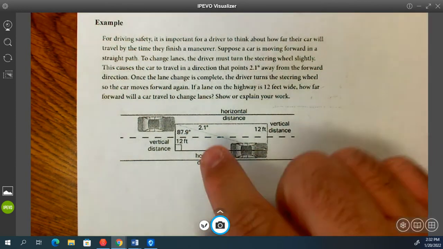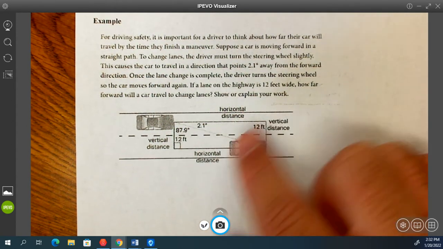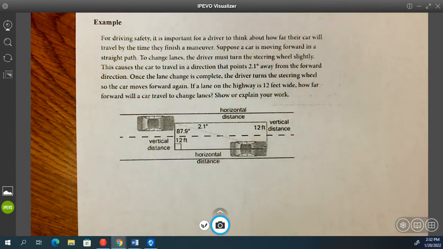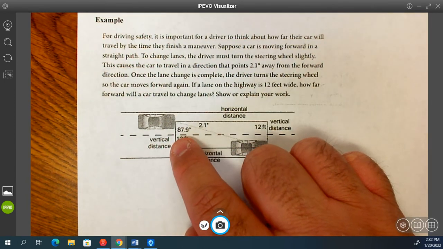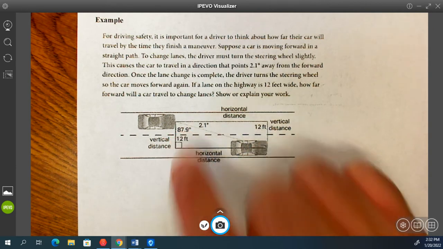Okay, so which triangle do we... I can kind of see 2 triangles. I need to decide which one I'm going to go with. The one that has the angle to the bottom has 2.1. Well, this one has an angle here, and then this bottom one has an angle here. Which one do you want to use?